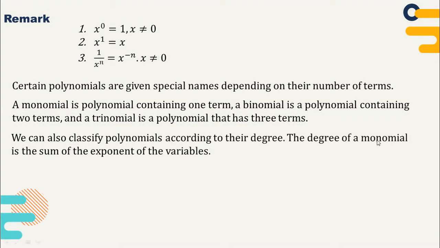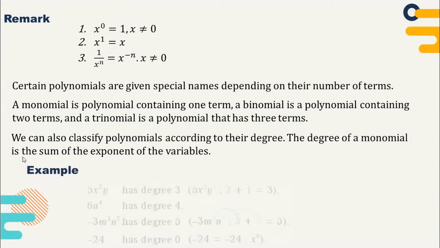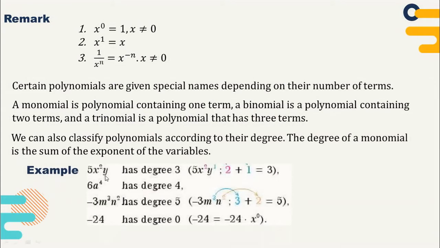The degree of a monomial is the sum of the exponents of the variables. Example: 5x^2y has degree 3, because x has power 2 and y has power 1.